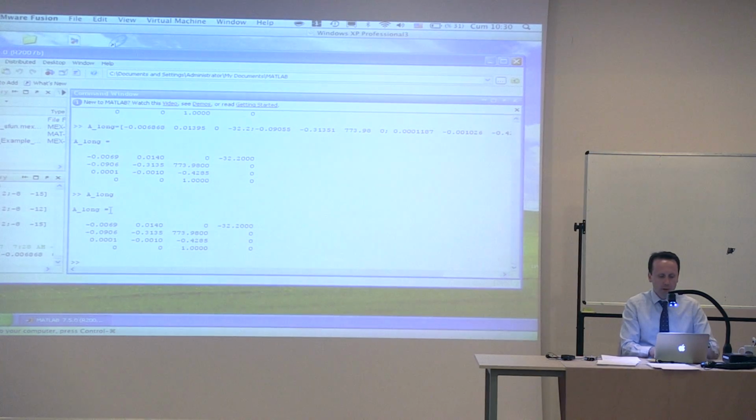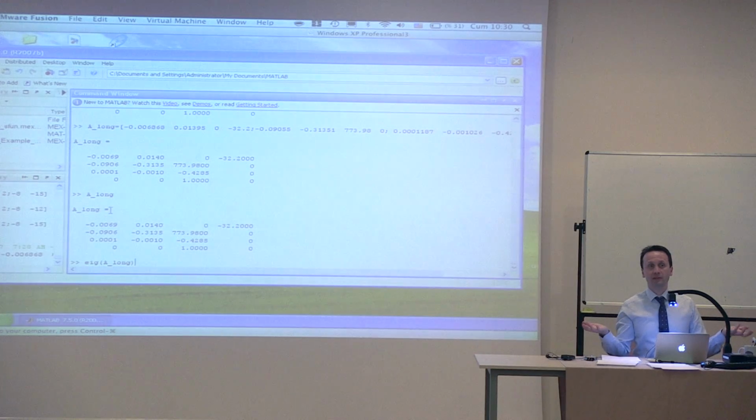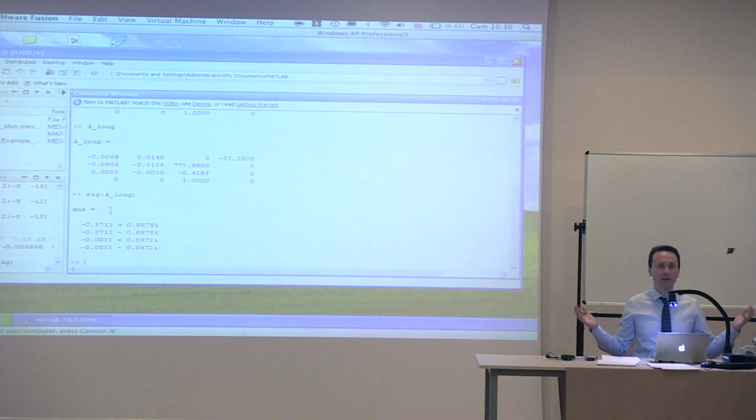Okay. So if you want to look at the eigenvalues now, a 4x4 eigenvalues is not easy to calculate by hand. But if you say eig, parenthesis, A long, you will see the eigenvalues. You ready? You want to see what the 747 looks like in longitudinal flight? Is it stable, unstable? Is there oscillation? Nothing you want to see? Okay, so enter. That's the result.